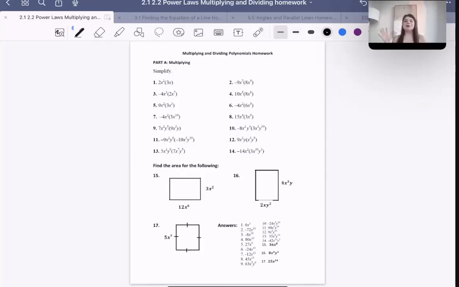Hello, everyone. Welcome back. Today, I'm going to be talking about multiplying and dividing polynomials. So, I want to go through some of these examples here.